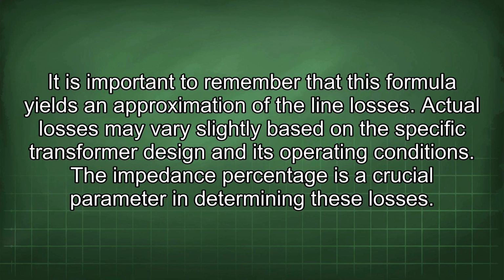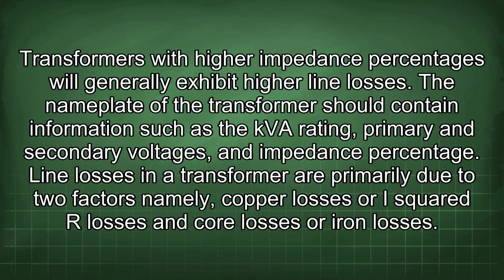It is important to remember that this formula yields an approximation of the line losses. Actual losses may vary slightly based on the specific transformer design and its operating conditions. The impedance percentage is a crucial parameter in determining these losses. Transformers with higher impedance percentages will generally exhibit higher line losses. The nameplate of the transformer should contain information such as the kVA rating, primary and secondary voltages, and impedance percentage.